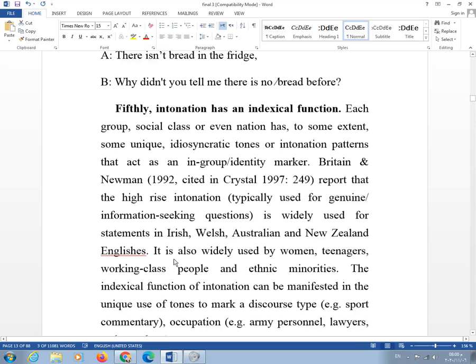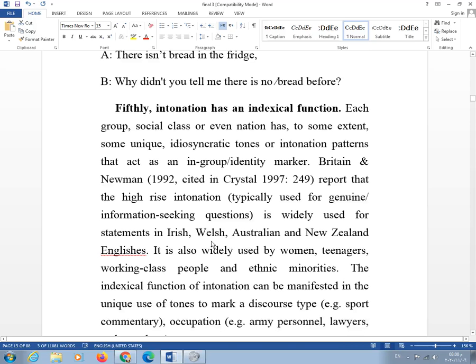And here, in this case, we find that in Irish, Welsh, Australian, and New Zealand Englishes, people usually use the rising intonation, which is typically used for information seeking question, yes, no question. But they use this intonation pattern usually in or almost in all sentences. So all the sentences or statements or utterances are said with rising intonation, as if they are asking questions all the time. And it is used by almost all people there, including women, teenagers, working class people, etc., and minorities, etc.